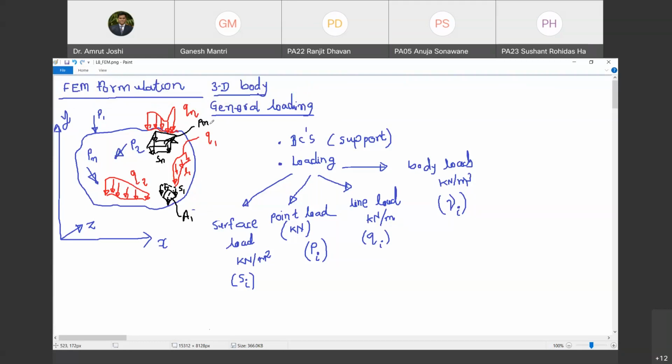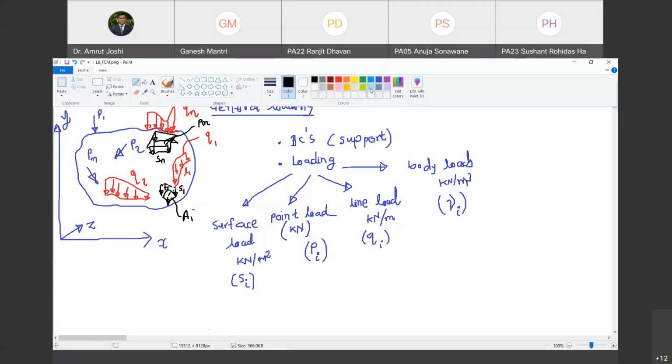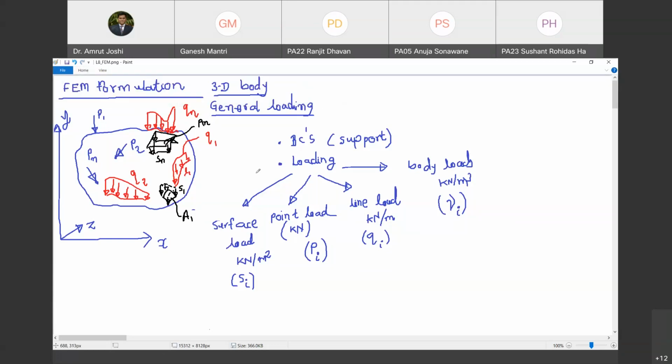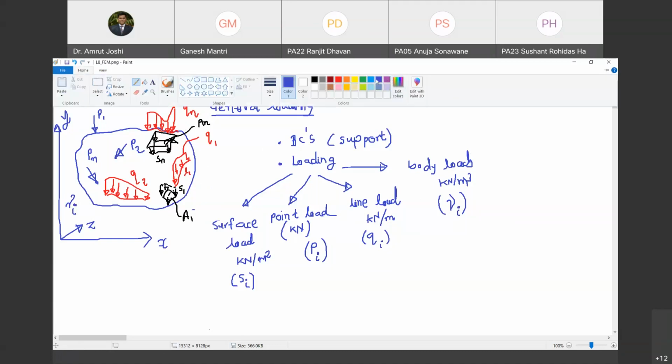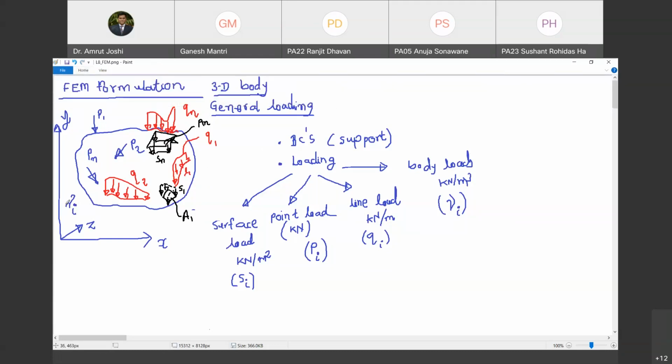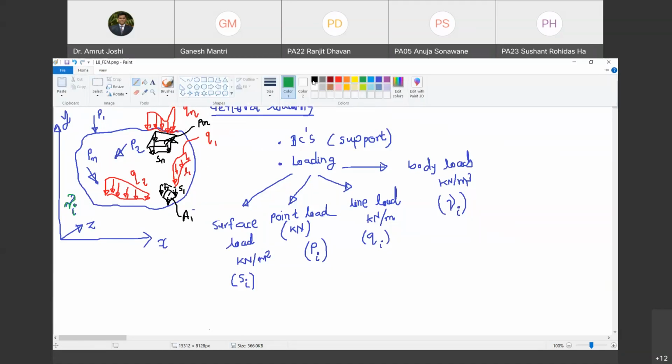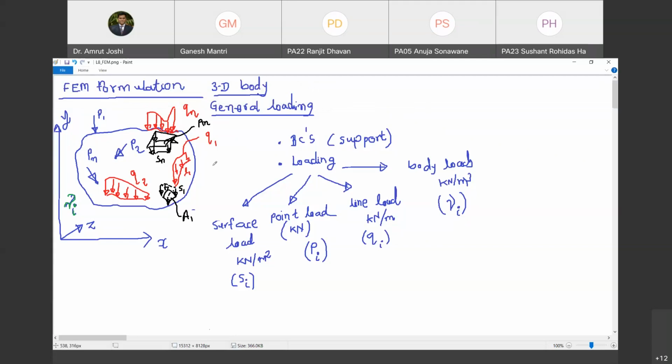Happy? Yes, sir. And volume load cannot be shown. Volume load I will just show it is acting constant over the entire volume for the sake of simplification, and that load has an intensity of gamma I. Are you with me? Yes, sir. So all the terms related to that volume load, let us choose another color. I will write in this color. Happy? Yes, sir.